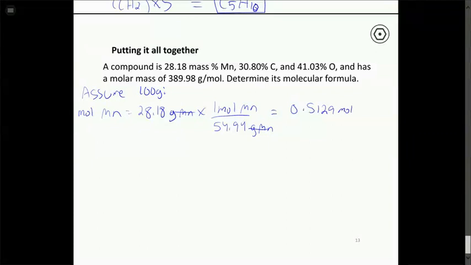0.05129 moles of manganese. Sometimes it's good in these problems to keep at least a few decimal places, 3 or 4, so you don't do any rounding errors. It's going to cause heartache later on. So let's try to keep 4 significant figures when we're doing this, since that's what we're given.